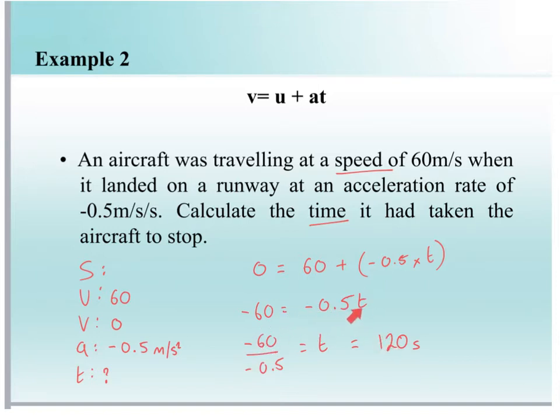And then to get t on its own, I've divided both sides by 0.5. When I divide this side by 0.5, this just goes to t. When I divide this side by 0.5, it goes minus 60 over minus 0.5. And so my t becomes 120 seconds when I plug that into the calculator. If you need to watch that again, please do, because there's a lot of rearranging here. Let's go to the next example then.